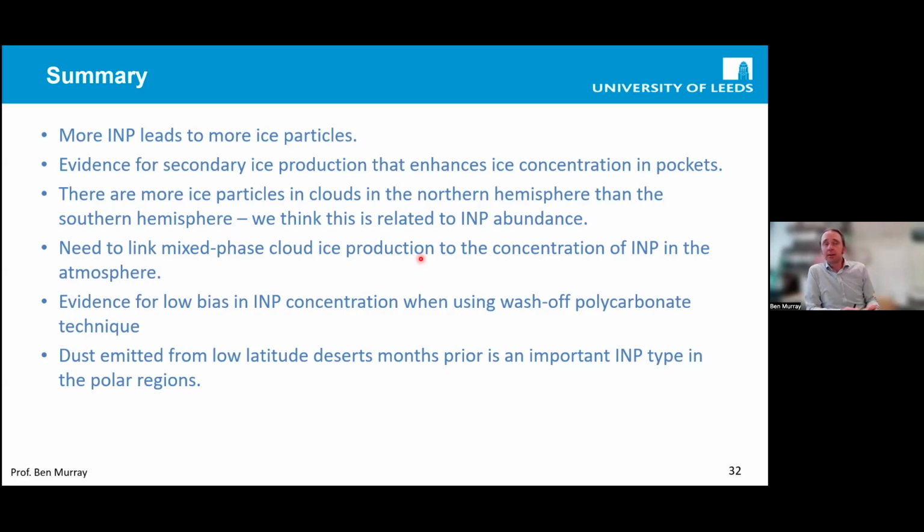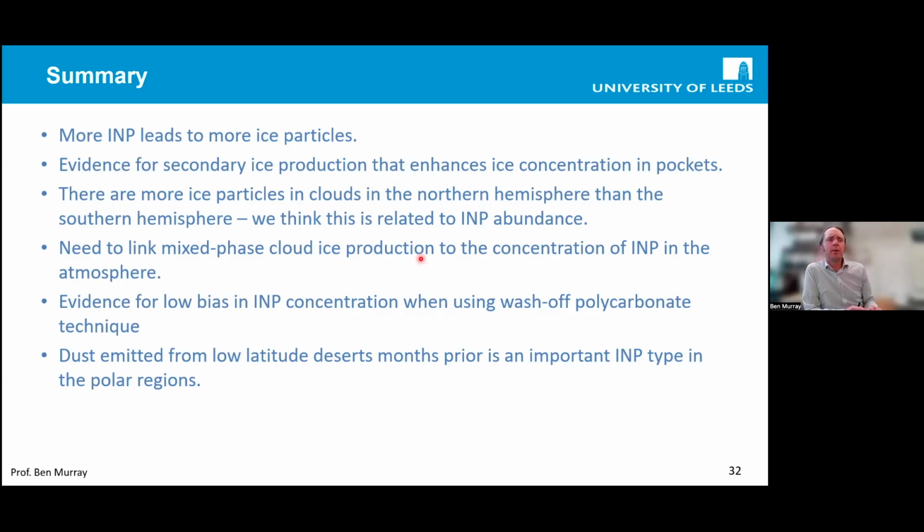So the natural conclusion from that is that we have to, in our models, link that ice production to IMP. And that is being done in some models, but in lots it's not. So I think there's evidence for a lower bias in the IMP concentrations when we use these wash-off polycarbonate techniques, where we're losing certain types of ice nucleating entity on those filters.